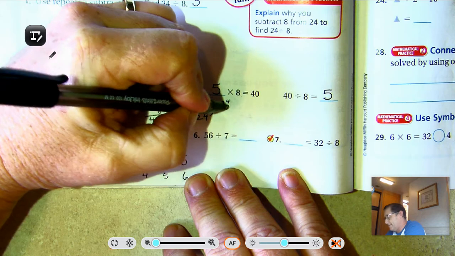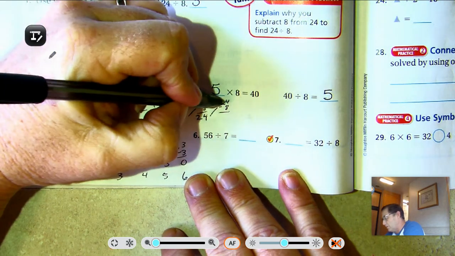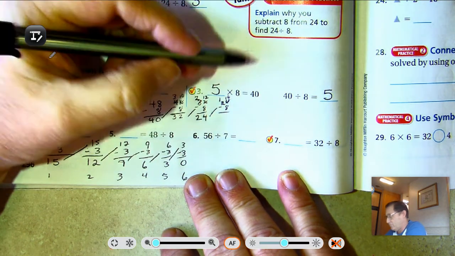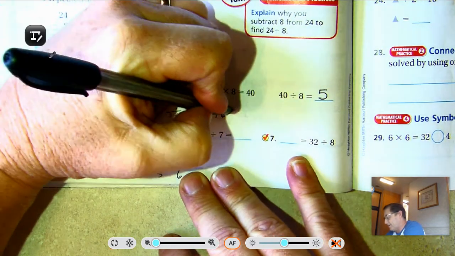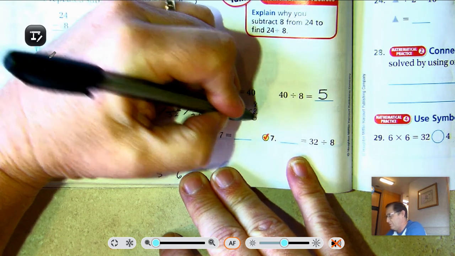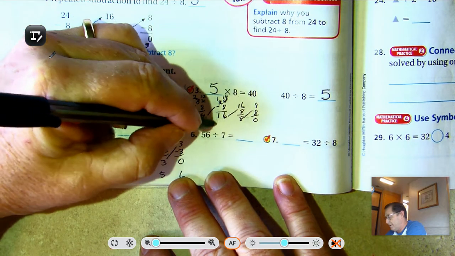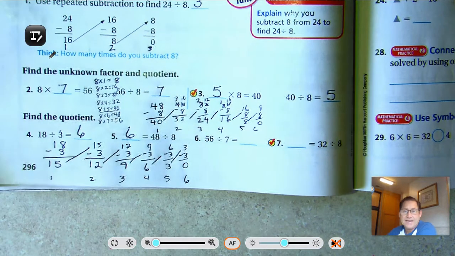12 take away 8 is 4, so we're now at 24. 24 take away 8. Again, I can't take 8 from 4, so I'll regroup the 2 tens as 1 ten and 10 ones. We now have 14 ones. 14 take away 8 is 6, so we have 16. 16 take away 8 is 8, and 8 take away 8 is 0. How many times did we subtract 8? 1, 2, 3, 4, 5, 6 times. So 48 divided by 8 is 6.